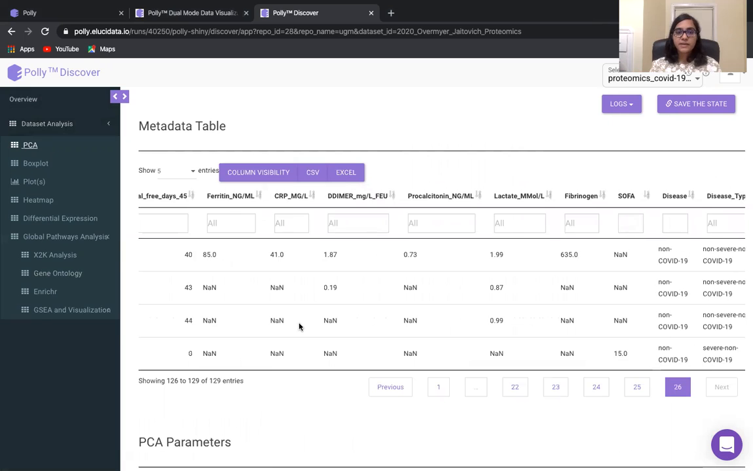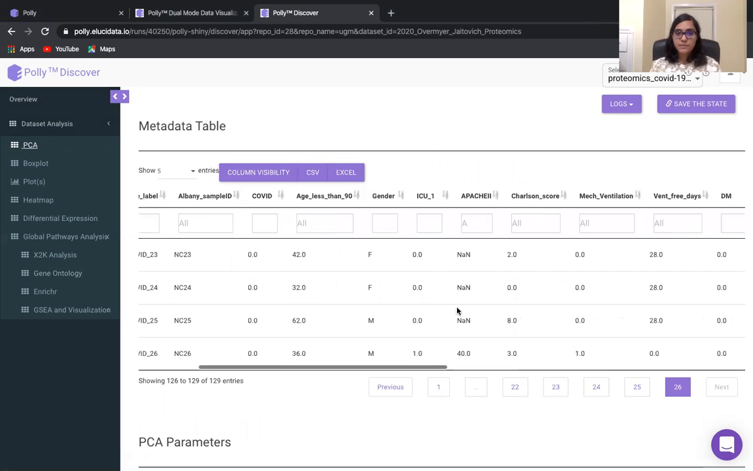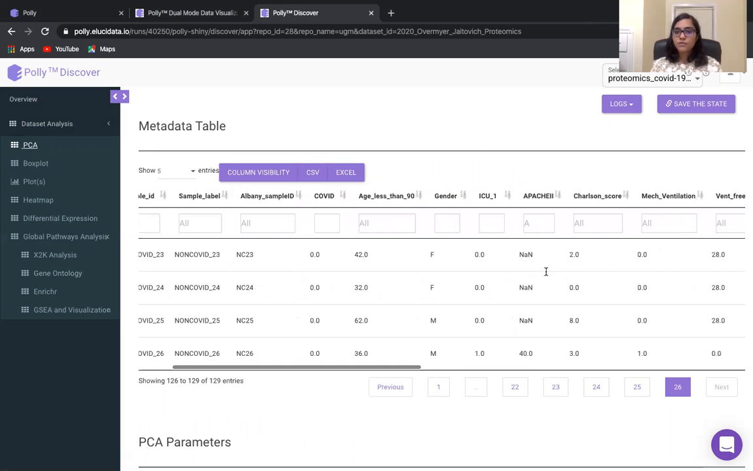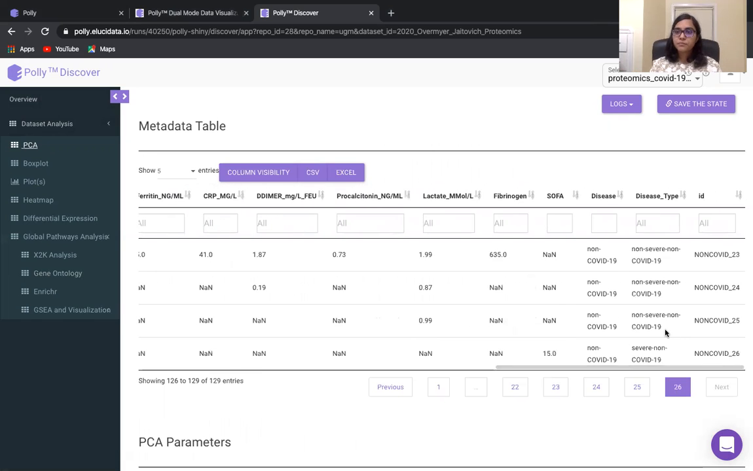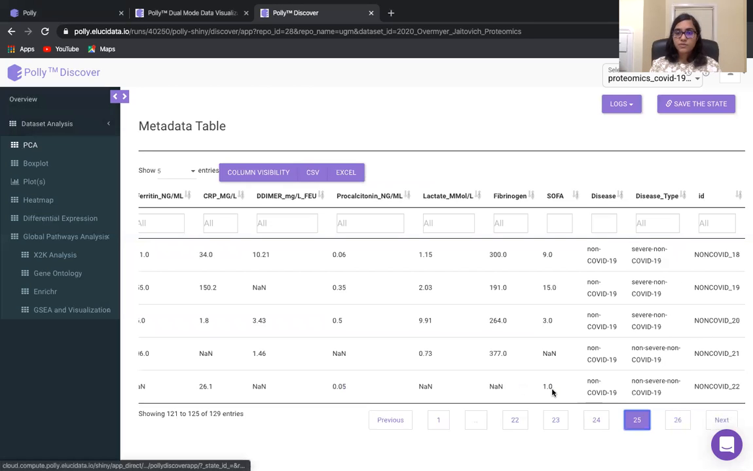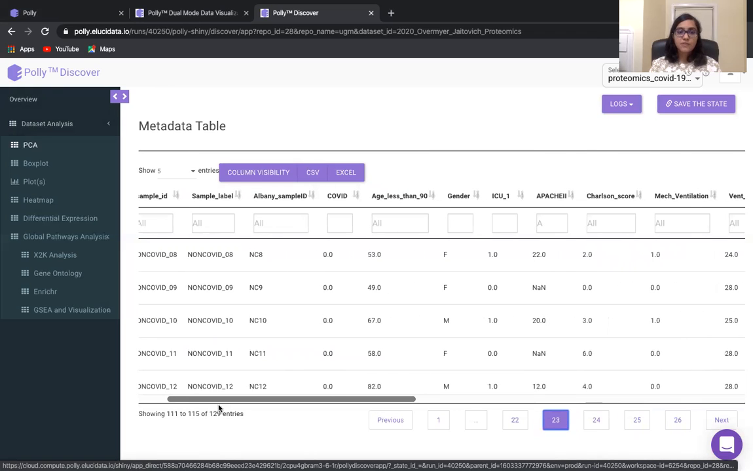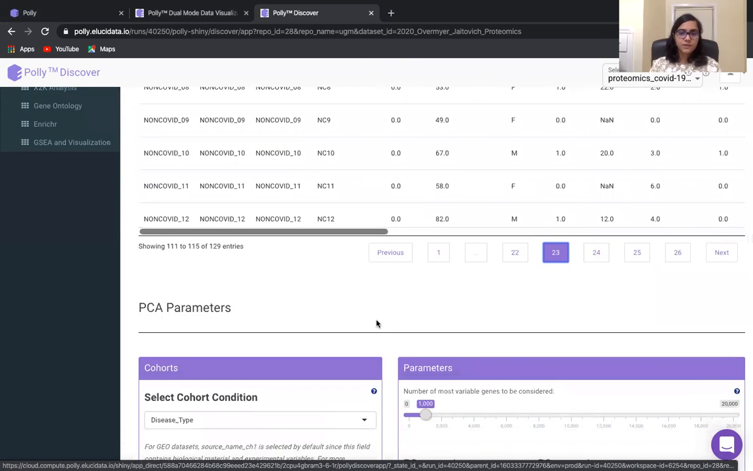You can scroll through different options available in the app on the left here. First of all, we can take a look at all of the different types of metadata that are available for each of the samples. Each row in this table is a sample, and you can see all of the clinical measurements that the authors had taken in the study here. You can also see options that Polly has added of disease and disease type, control vocabularies here. And you can take a look and scroll through them. So here we have data for 129 patients for non-COVID-19 and COVID-19 disease of different severity.